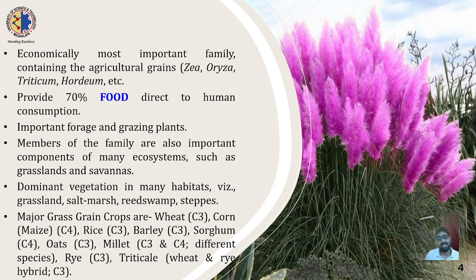Members of this family are also important in the ecosystem in many cases. There are several ecosystems which are dominated by these species, like grasslands, marshlands, reed streams and steppes, etc.